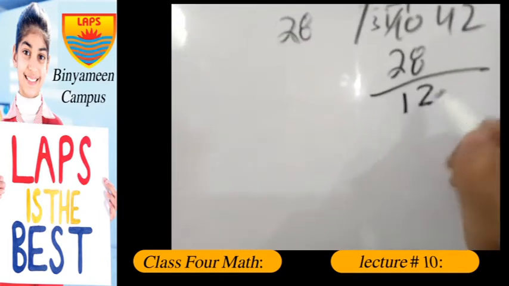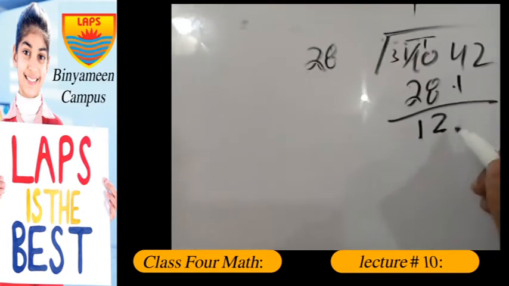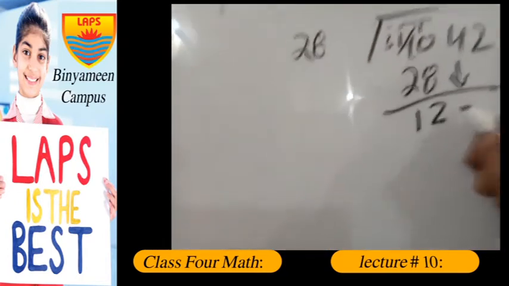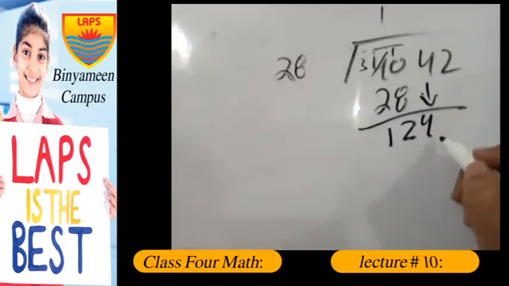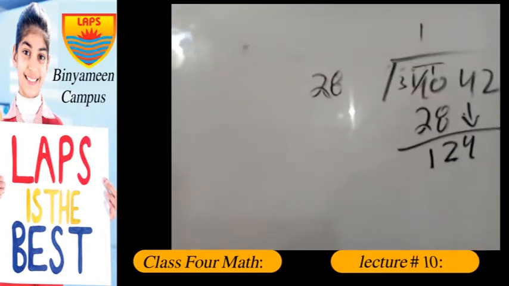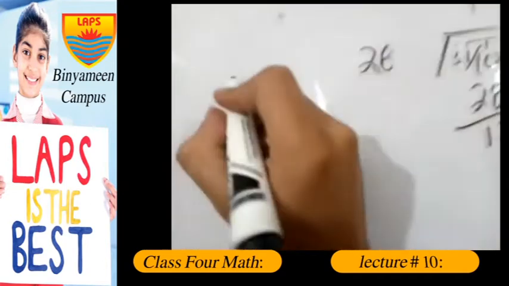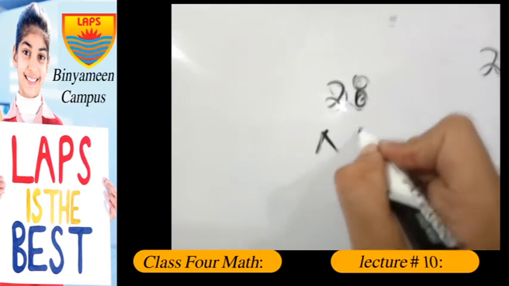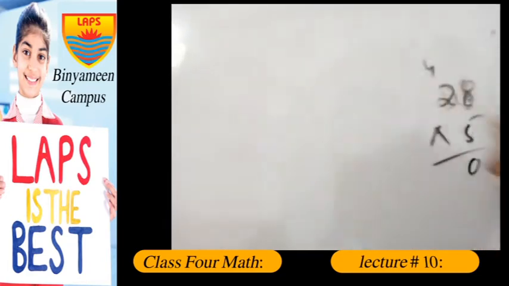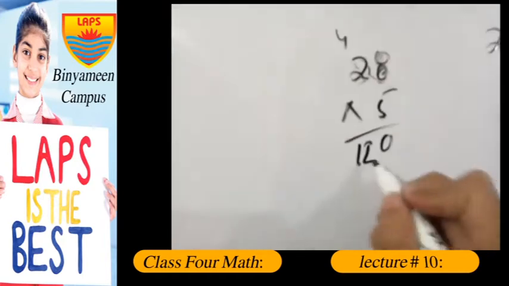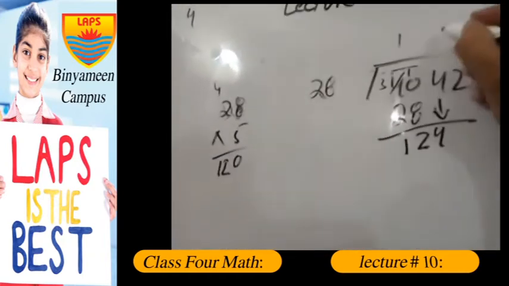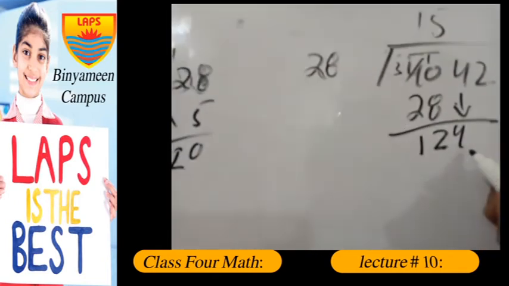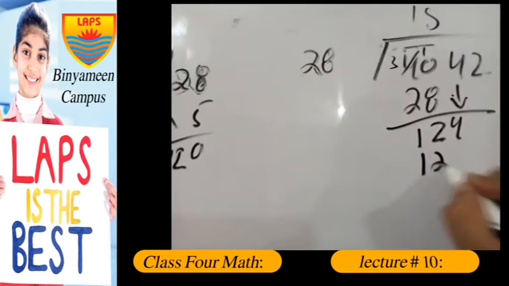12 is actually lesser than 28, so we have to bring down the number from above, like 4 here. We get 124. So my guess is, if we multiply 28 with 5, 5 eights are 40, 4 will be carried, 5 twos are 10, and 4 makes 14. So we got the number 140. Or we can use the number which is lesser than 124. So 28 fives are 120.